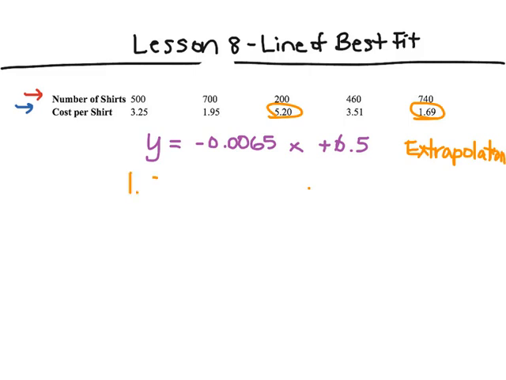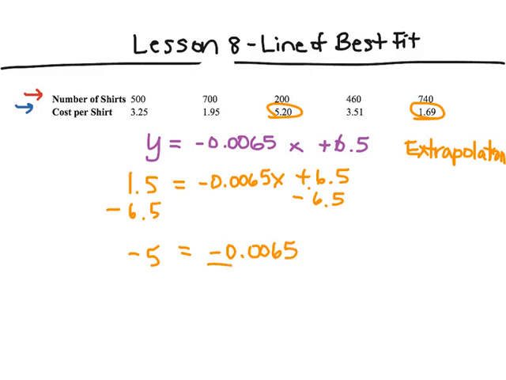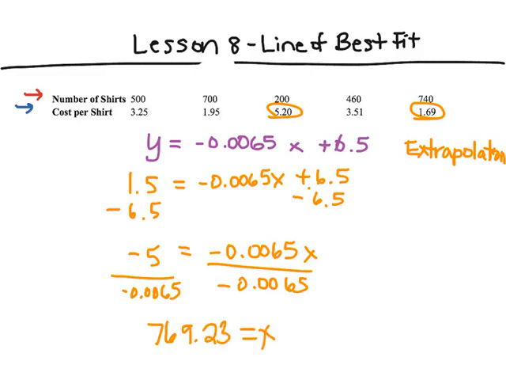So instead of a y, we are going to put 1.5. And then we're going to solve for x. So we're going to minus 6.5 from each side. So we have negative 5 is equal to negative 0.0065 x. Divided by negative 0.0065, and we get 769.23 is equal to x. So Matt would have to buy 769 shirts, probably 770 shirts, to get them at $1.50.